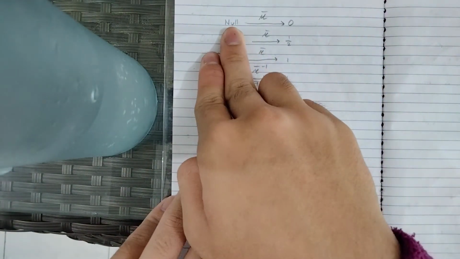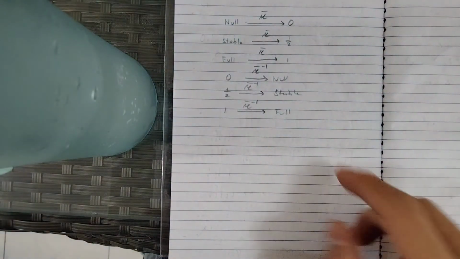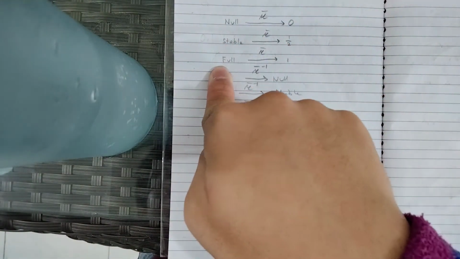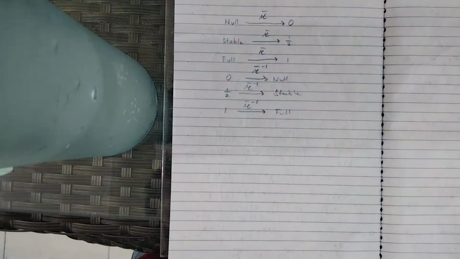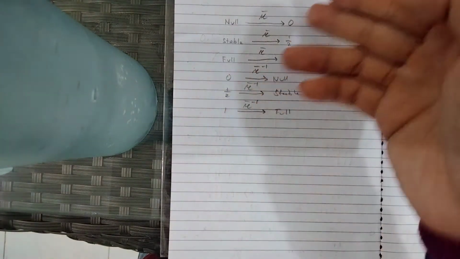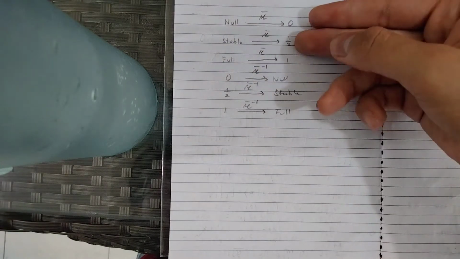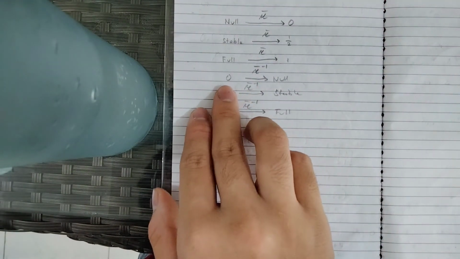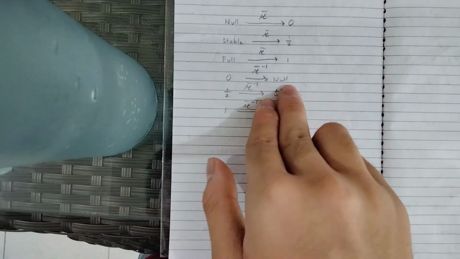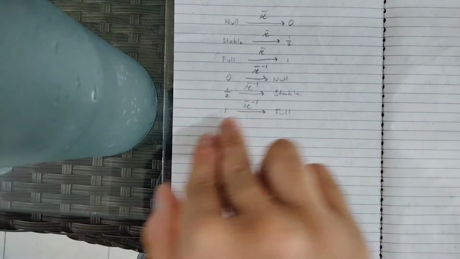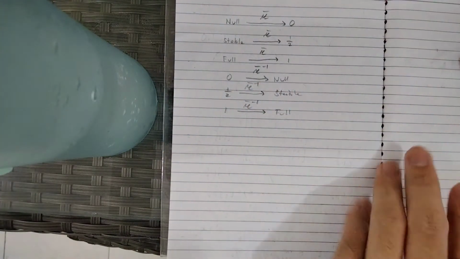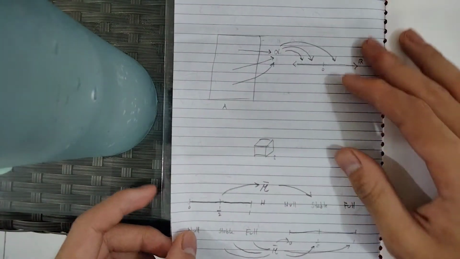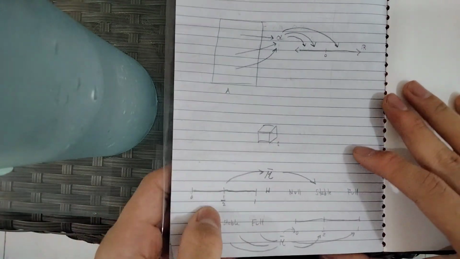We're corresponding null to 0. We're corresponding the stable homosexual to 1/2. We are corresponding the full homosexual to 1 or 100%. In percentages, this is 0%, this is 50%, and this is 100%. And in the inverse case, we're corresponding 0% to the null, 50% to the stable, and 100% to the full. And so that's the basic notion of what a measure is.